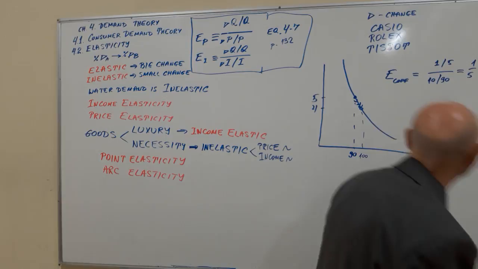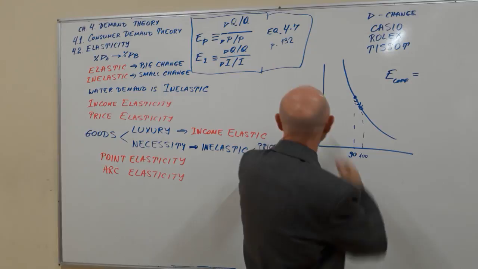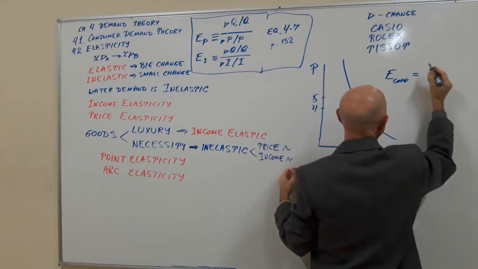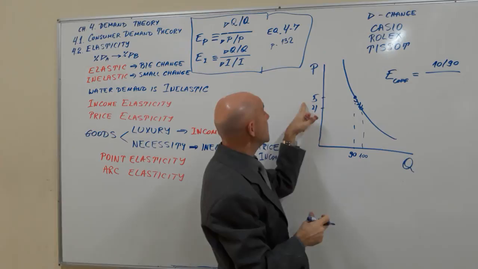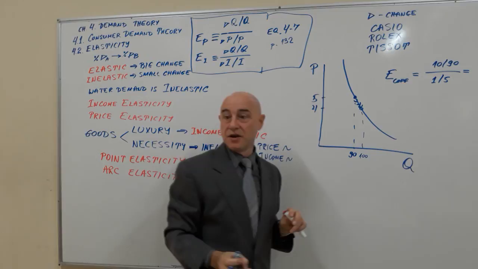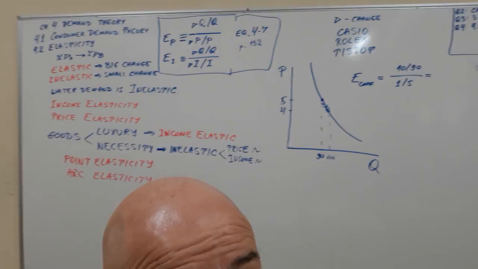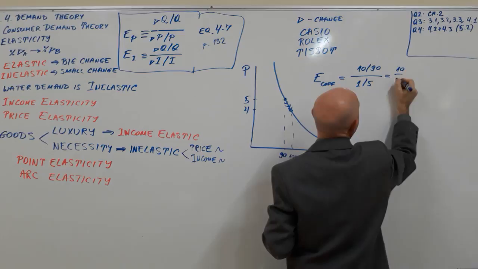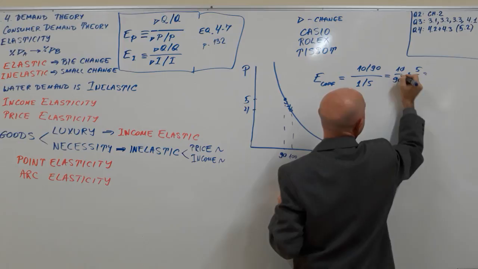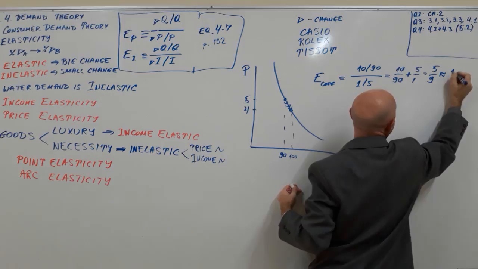You see the calculation? Let's redo this. We got it. This is the price. This is the quantity. The change in quantity is 10 out of 90. And the change in price is 1 out of 5. Okay. You see now the difference? Yes. Is it visible? Yes. It's visible. So, what is it now? 10 over 90 multiplied by 5 over 1 and becomes 5 ninths, which is approximately 1 half.